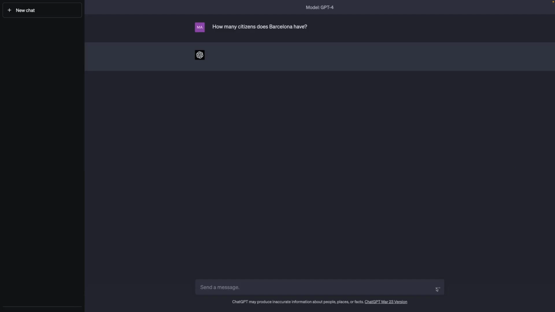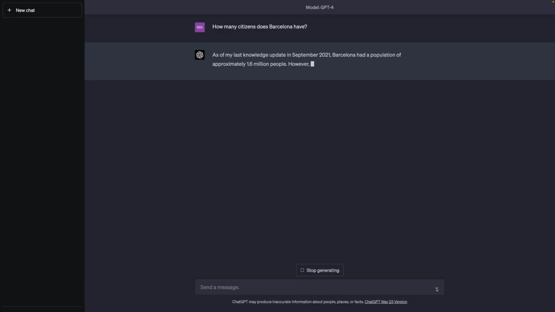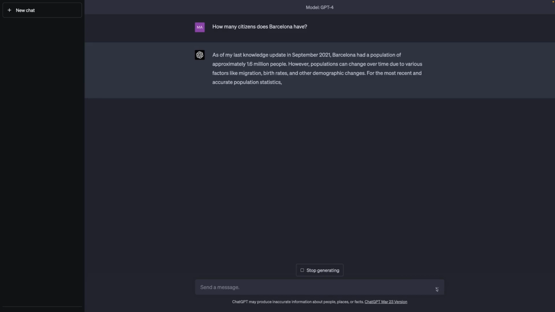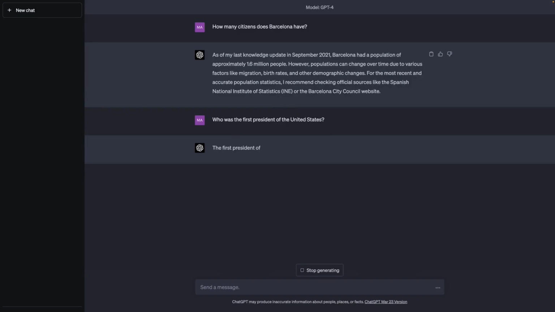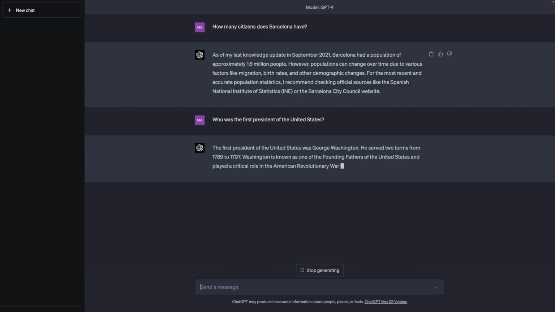This is a simple fact-based question. ChatGPT quickly explains its cutoff date, September 2021, and then returns the population count according to its sources. Same thing applies for the next question. Who was the first president of the United States? This is also a simple fact-based question, a simple fact-based prompt. So no big surprise, ChatGPT returns that George Washington was the first president, again with some additional information.